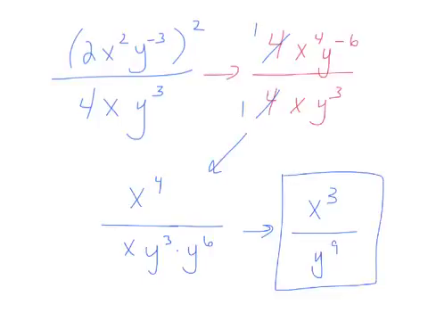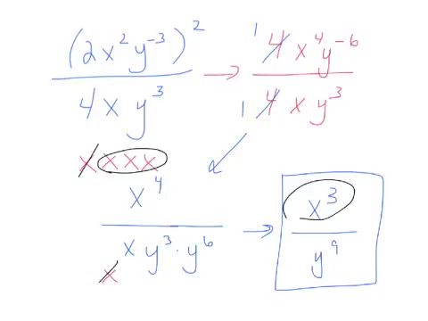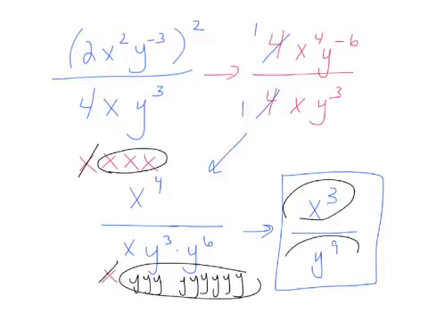When in doubt, write it out. This becomes x, x, x, x. This x is by itself. Well, one of these cancels with one of these, leaving behind 3 x's. That's this part. Same thing with the bottom. There's really 3 y's here, and then there's 6 of them, giving me a total of 9 y's right there.